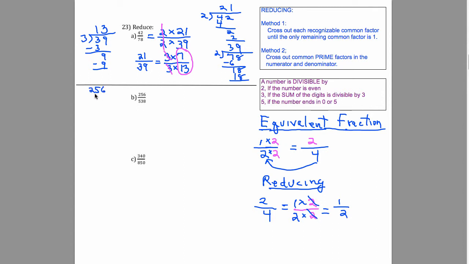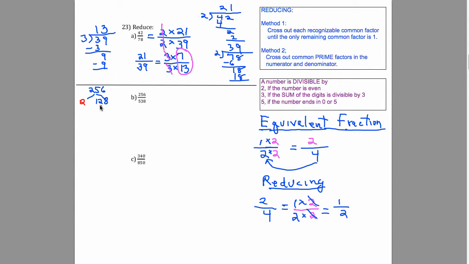It's even, so we know it will have a factor of 2. Again, the red represents that it's prime. The other factor turns out to be 128. Now, if you don't see that, stop the video and divide 2 into 256, and you'll see it's 128.